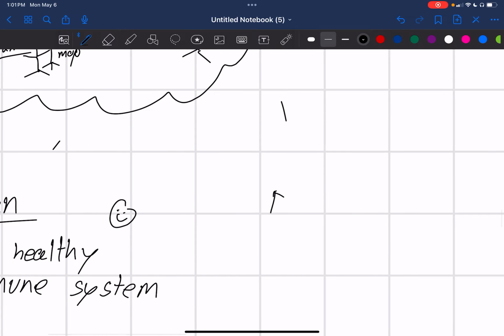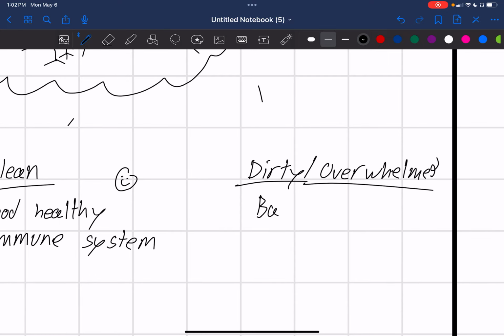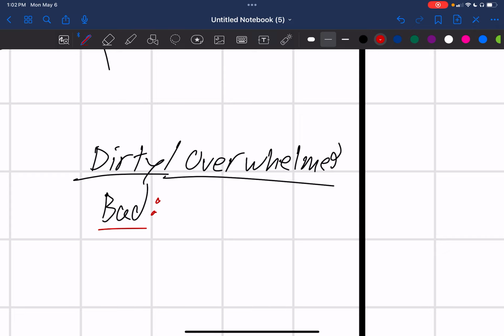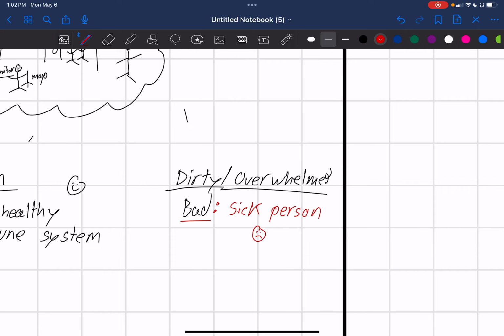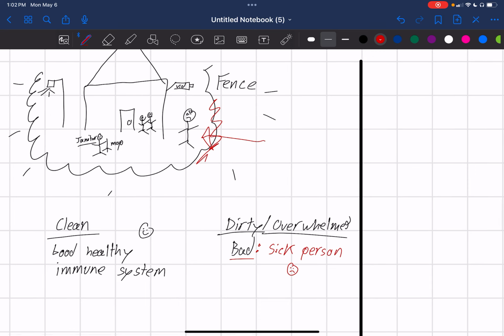And then dirty, which can also be overwhelmed. Overwhelmed, I don't know if I spelled that right, is bad, right? And that is a sick person. That's someone who's not well, right? Because you're overwhelmed and your surveillance system is down, so that means that your walls are broken, and you're going to end up having someone go through and attack you.